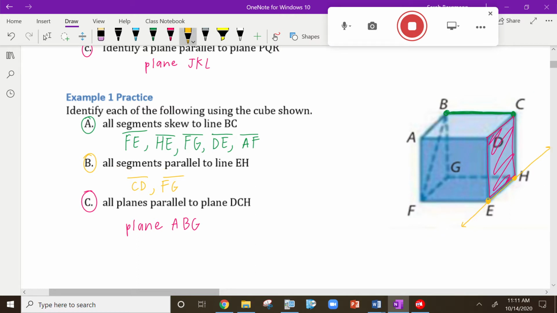Finally, the plane parallel, since this is the side on the right, if you want to think of it like that, the one that's parallel is the side on the left of the cube. You could call this also plane ABF, or any three letters on that plane in any order. So if you didn't have ABG, there are other names available too.